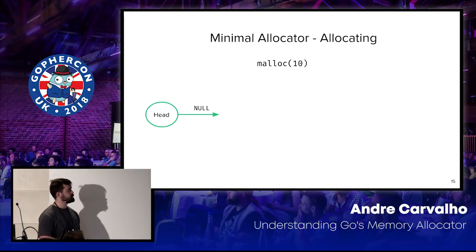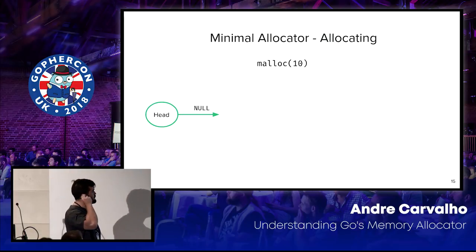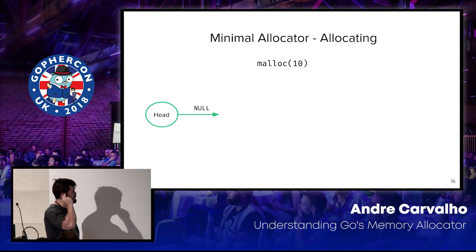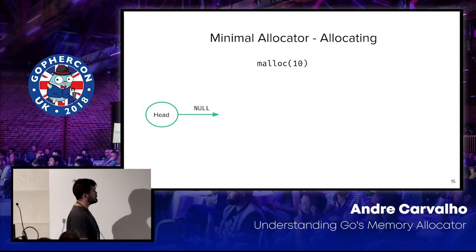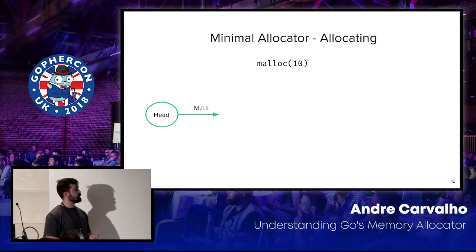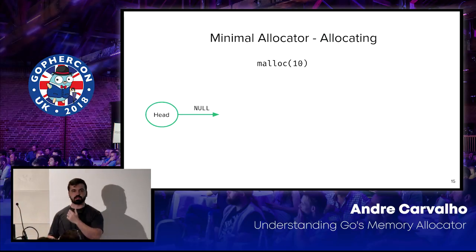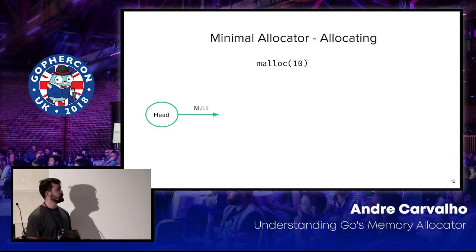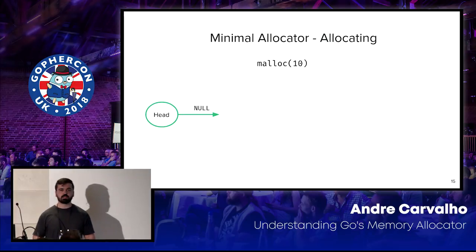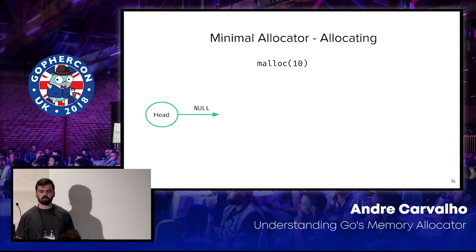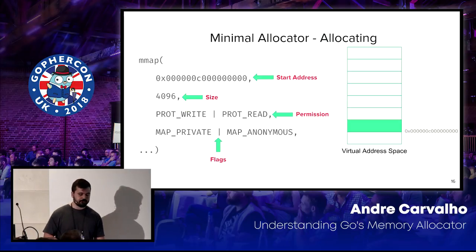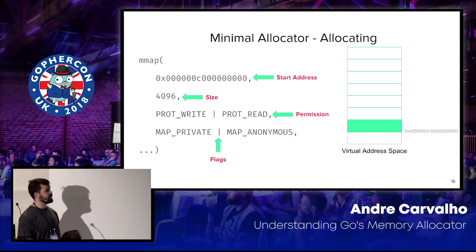Let's suppose that the application called malloc passing value 10, which means that it's trying to allocate 10 bytes. And at the start of our program, our allocator is actually empty, so it has no objects on its free list. So it is going to try to traverse this list. There is no objects, so it's going to allocate a new one from the operating system. And to do that, it's going to use the mmap syscall.